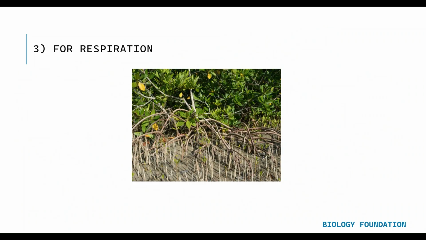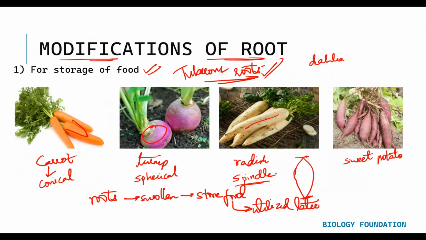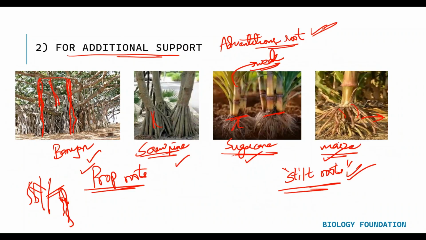Any plant has a root which helps in proper absorption of water and minerals, proper attachment of the plant to the soil, and the roots also prevent soil erosion. But in some plants, there are modifications of roots like carrot, turnip, radish, sweet potato. You can see that the roots store food, they swell, and hence they are called tuberous roots. Whereas in banyan and others, the roots provide mechanical support in the form of prop roots or stilt roots.